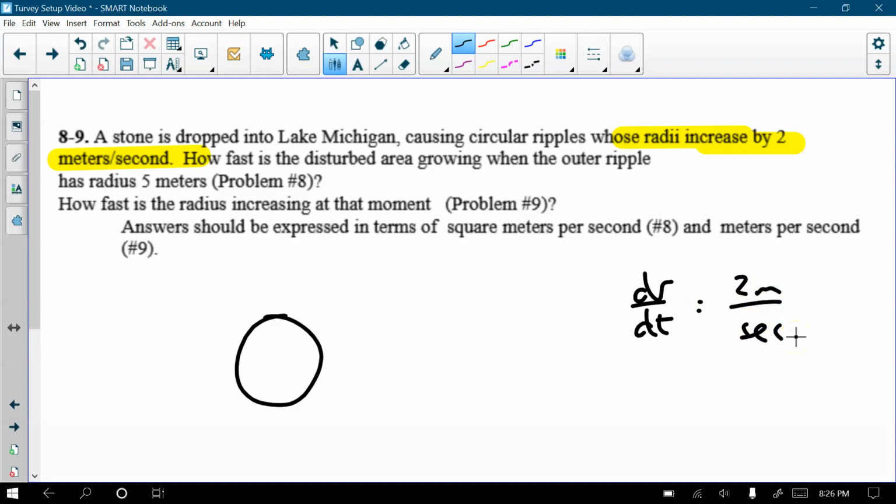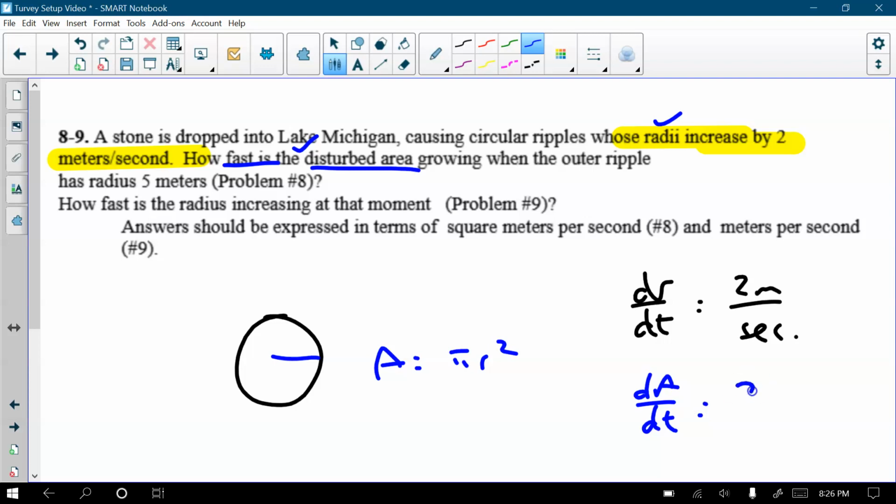Okay, how fast is the disturbed area growing when the outer ripple has a radius of 5 meters? Okay, so I have area. Well, the area of a circle is going to be pi r squared. That's a slam dunk. How fast is the area is going to be dA/dt. That's what you're looking for. And it looks like you're given two parts. One, r is 5 meters. How fast is the radius?